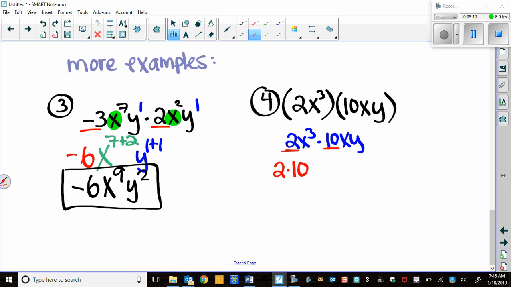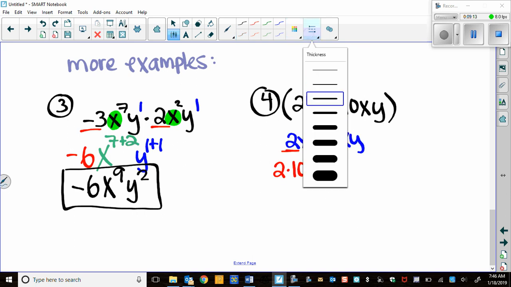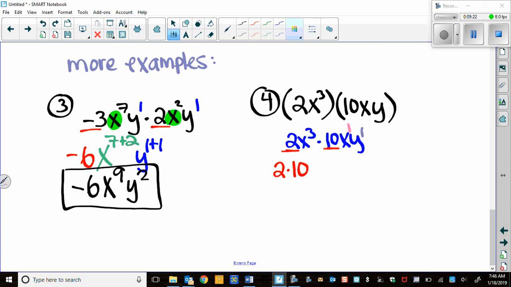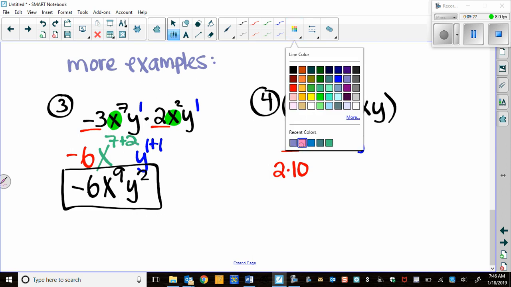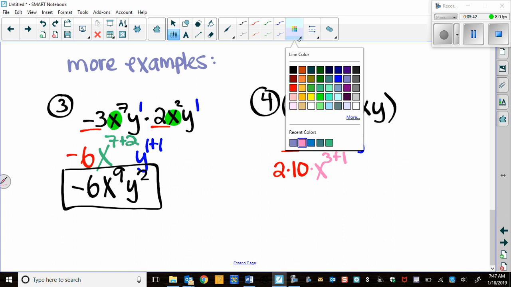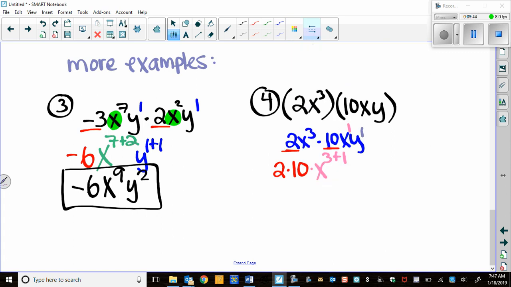2 times 10. Any variable that's standing alone really is x to the 1st power and y to the 1st power. Okay? So now what I'm going to do is take my pink marker so I can show you that. I have x to the 3rd and x to the 1st, so I'm going to go ahead and combine those. So x to the 3rd power plus 1. And we're lucky enough to have y standing by itself. So y really is just y below. There's no adding going on, it's just y to the 1st power.